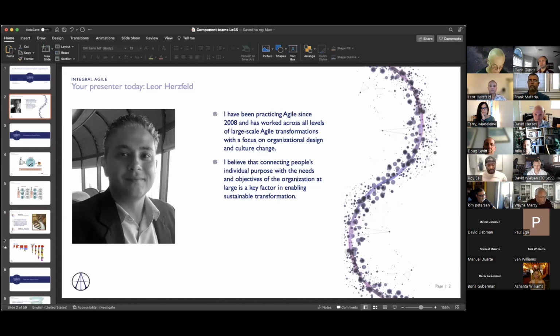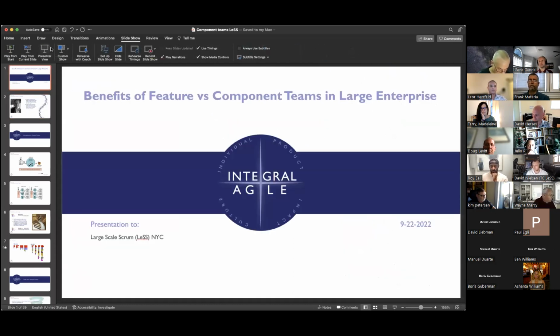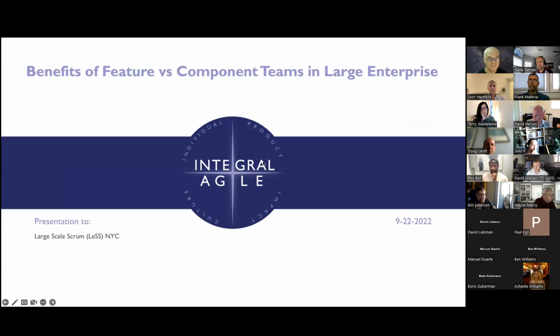So without any further ado, I would like to pass this on to Leor, and he can fill in the gaps on his bio as it's relevant to this session. He will take us through the discussion of how to discontinue component teams and move away from them towards cross-functional feature teams, and what it really means in the context of organizational design. So, Leor. Thank you, Gene. Take it away. Yes, so that will be what we're talking about today.